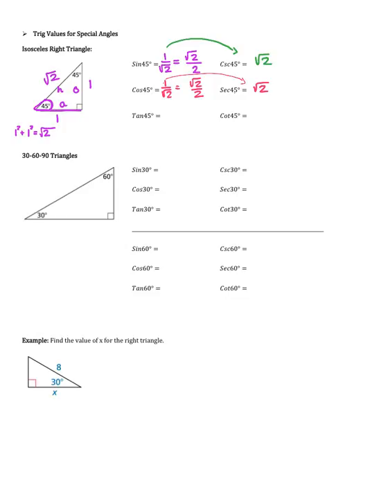And then my tangent, this is the really nice thing, tangent is opposite over adjacent, and opposite over adjacent is just 1, and the reciprocal of 1 is 1. So there's your 6 trig values for an isosceles right triangle. Now we're going to look at a 30, 60, 90. So we actually have two different angles that we're going to consider.